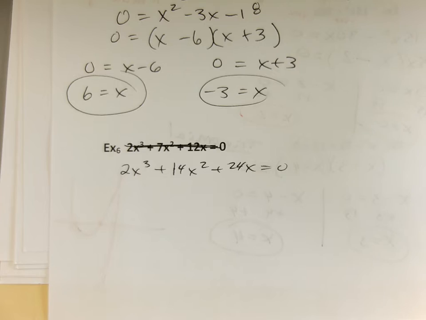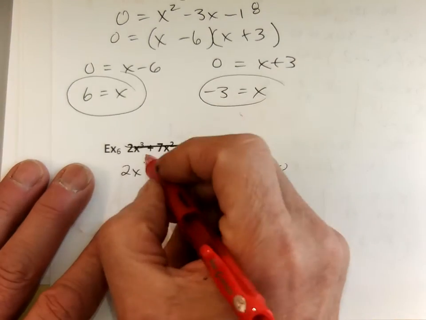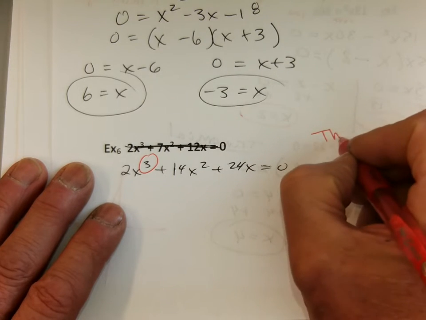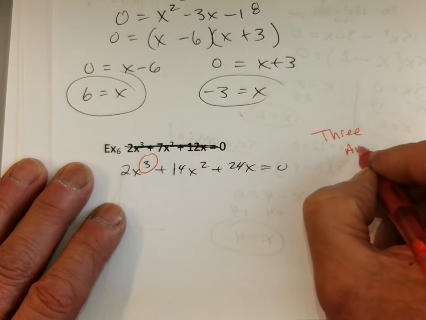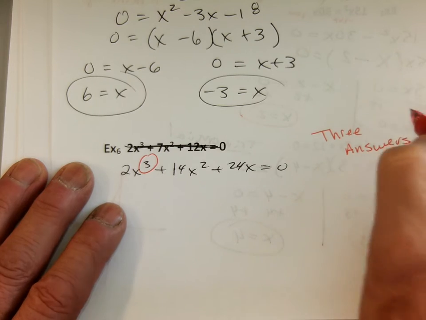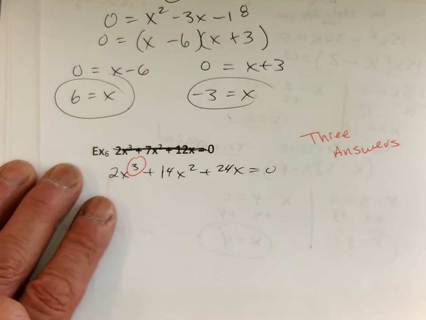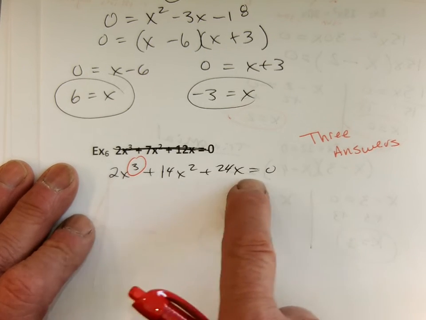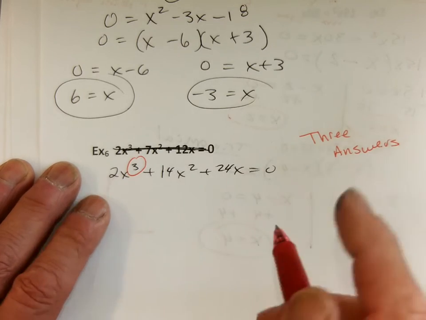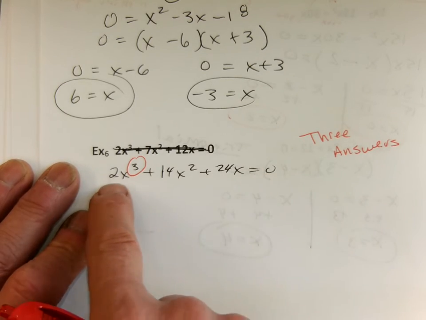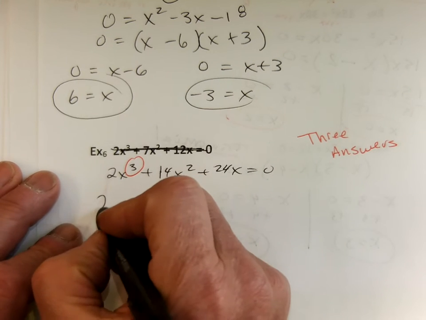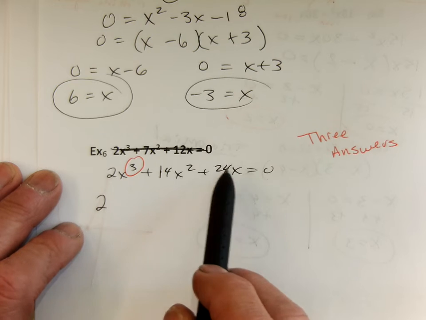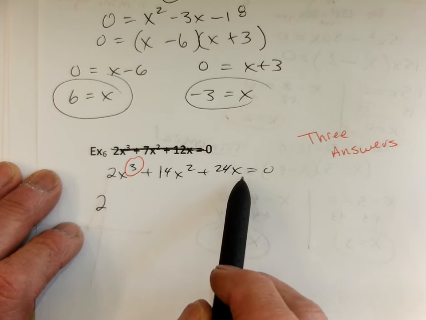So I have an x cubed. That means I'm going to have 3 answers. Well, the first thing I want to do is make this easier. I want to simplify. And what I notice is that they all have a common multiple of 2. Do you agree with that? 2 goes in 2, 14 and 24. And they all have an x in common. Do you agree with that?